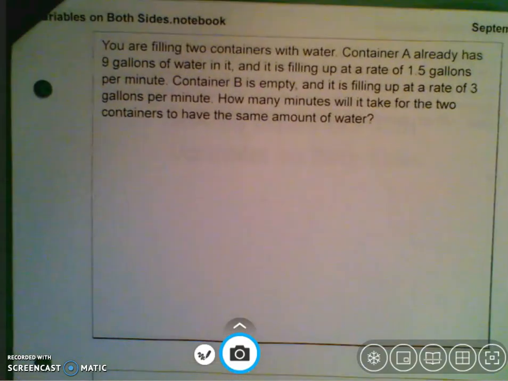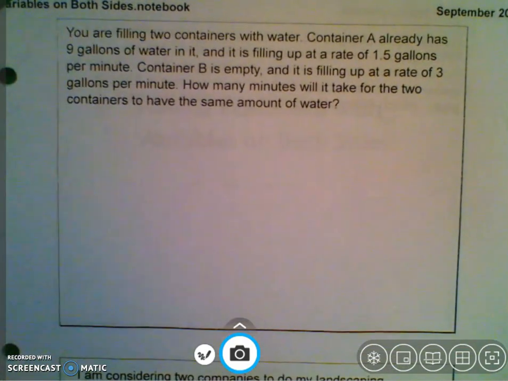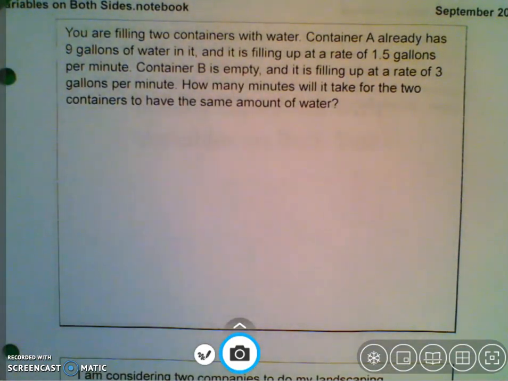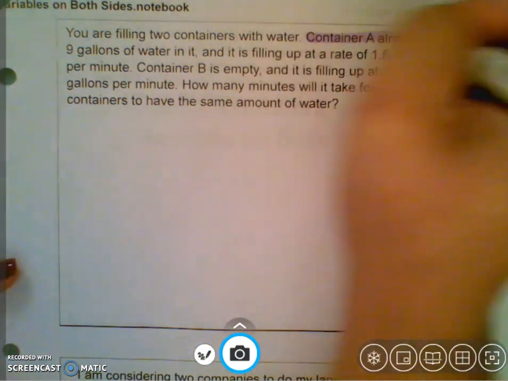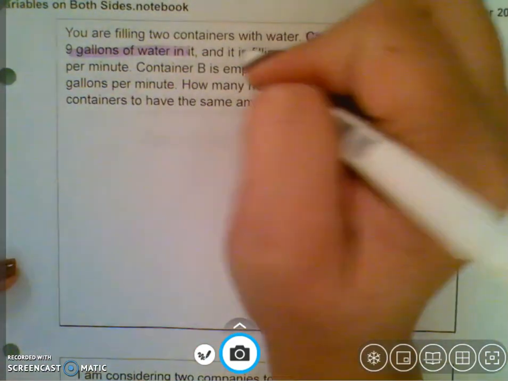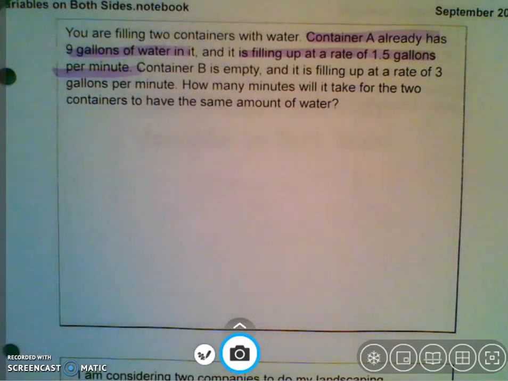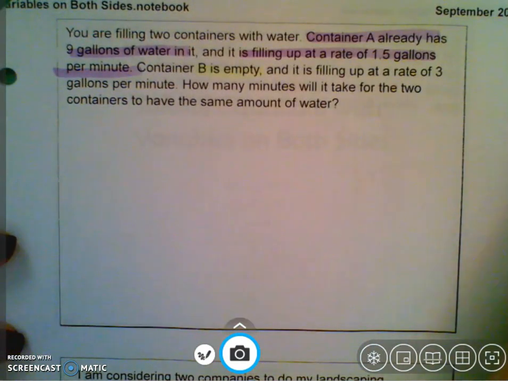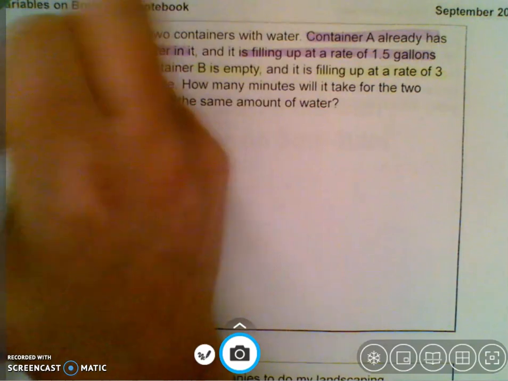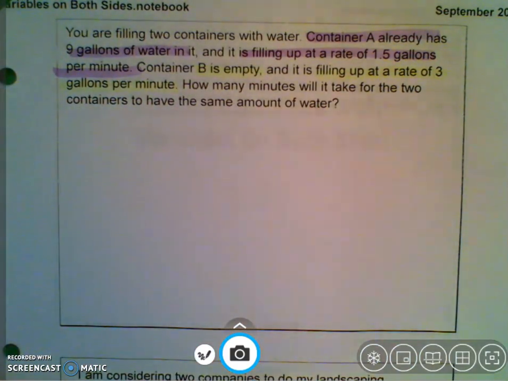Okay, next, we're gonna do some more problems. You are filling 2 containers of water. Container A already has 9 gallons of water in it and is filling at a rate of 1.5 gallons per minute. Container B is empty and is filling at a rate of 3 gallons per minute. How many minutes will it take for the 2 containers to have the same amount of water?